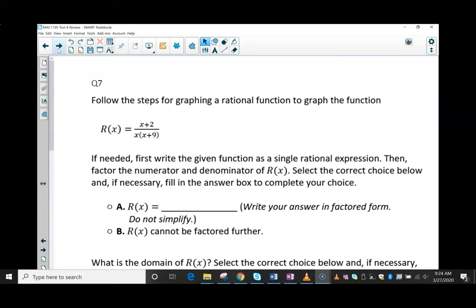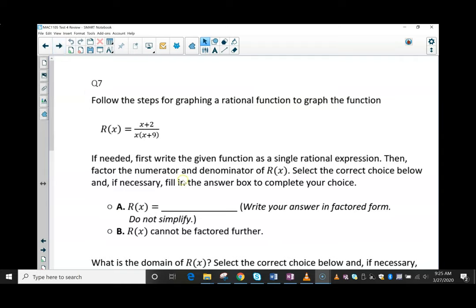So question seven, this comes from 5.4, and we are going full on graphing for this one, okay? So we're going to be answering a lot of questions. We're going to talk about their zeros. We're going to talk about the domain. We're going to find vertical asymptotes, horizontal asymptotes, all sorts of information, okay? So let's tackle this guy.